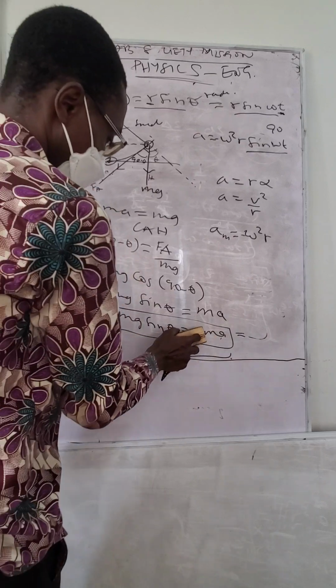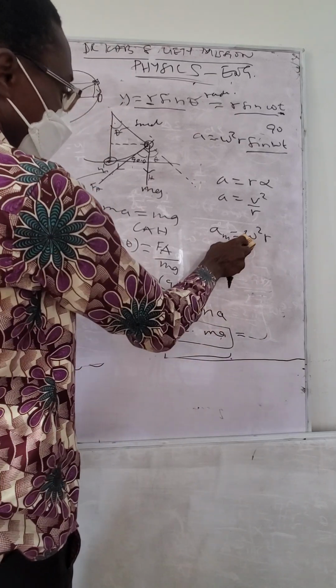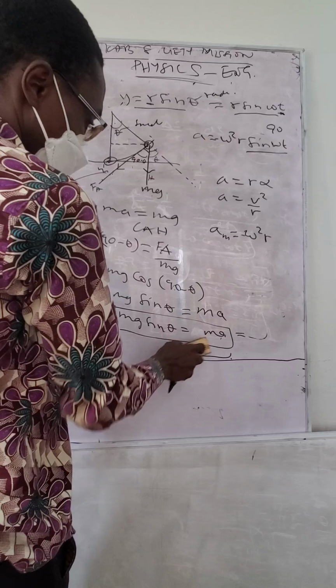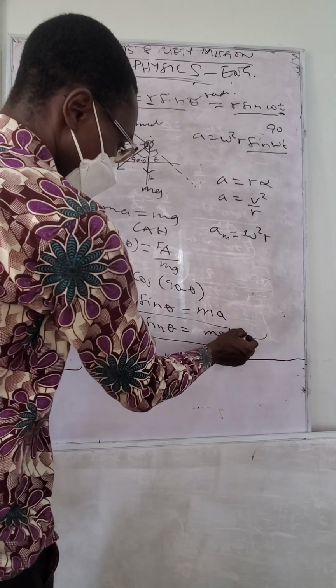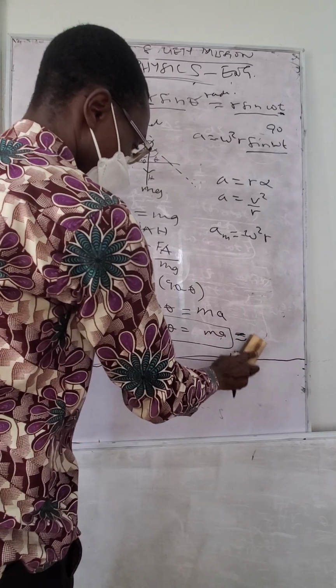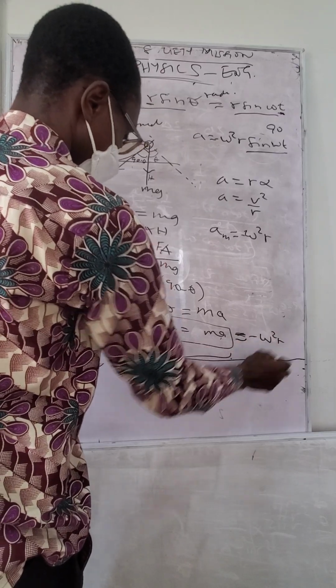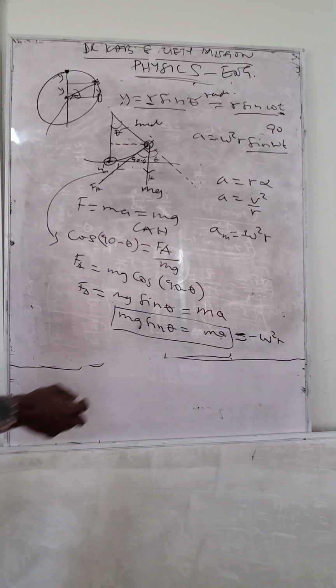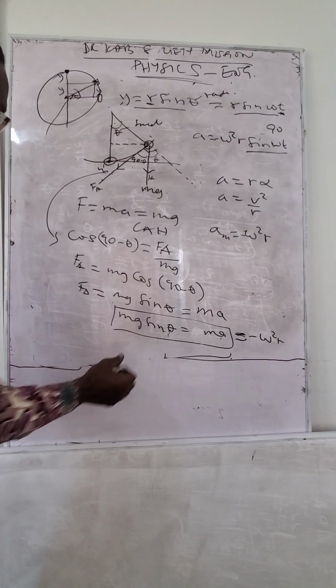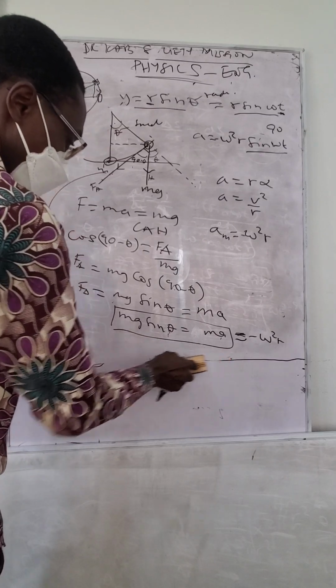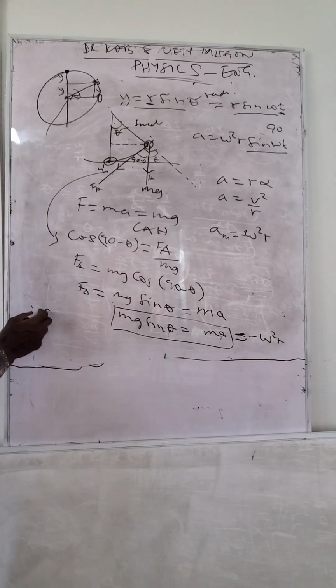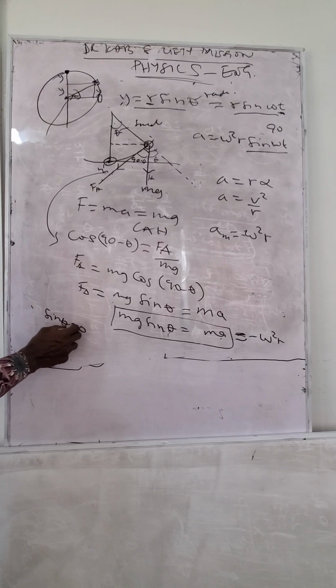So in that case, we will not put our negative here. This is taking care of the negative sign, so it will be negative omega squared r. Okay, now we said this is a very small angle. If it is a very small angle, then we can almost say that sine theta is equal to theta.